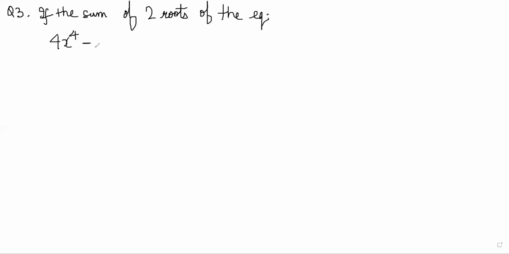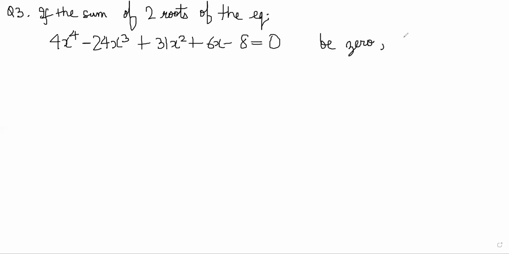If the sum of two roots of the equation 4x power 4 minus 24x cube plus 31x square plus 6x minus 8 is equal to 0, be 0. Find all the roots. So basically we are looking at a 4th degree equation, but we are given some condition, right? So we are going to utilize that condition to somehow solve it, right?